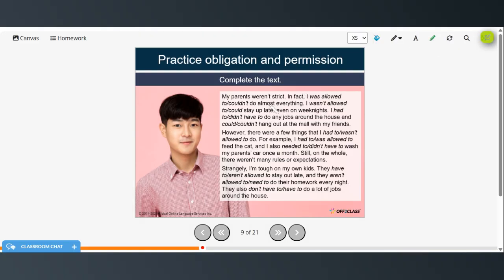So my parents weren't strict. In fact, I was allowed to do almost anything. I could stay up late, even on weeknights. I didn't have to do any jobs around the house, and could hang out at the mall with my friends. However, there were a few things that I wasn't allowed to do. For example, there were a few things that I had to do.